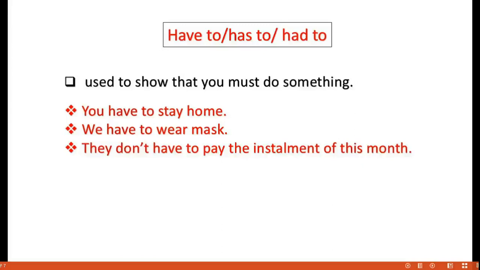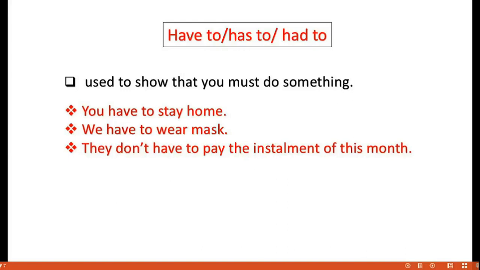Here you find 3 examples. You have to stay home. This means you must stay home. Our next example, we have to wear mask. This means we must wear mask. One thing you should know, that when they are used in negative sentence, we do not find obligation. In the third example, don't have to can be replaced by need not.